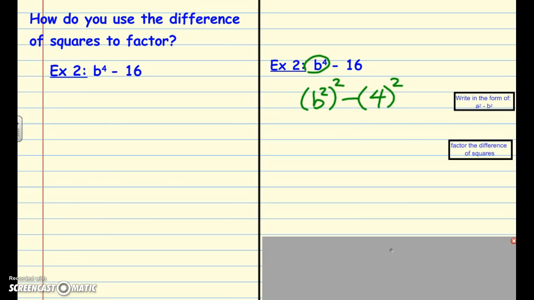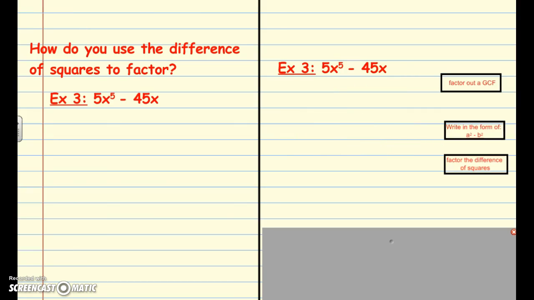And once we've done that, we're going to factor our difference of squares. So just like we did on the previous example, each parentheses is going to get, one of them is going to get a plus, one of them is going to get a minus. They're each going to get a b, and then they are each going to get a 4. All right, we'll do one more example and then we'll get our summary taken care of.